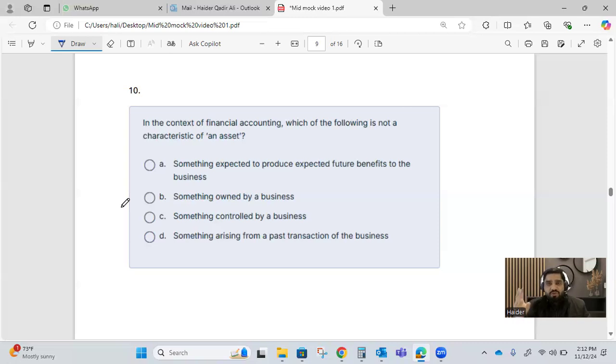Now I gave you three phrases: future probable benefits, this is a characteristic; controlled by the business, this is a characteristic; as a result of a past transaction, this is a characteristic.